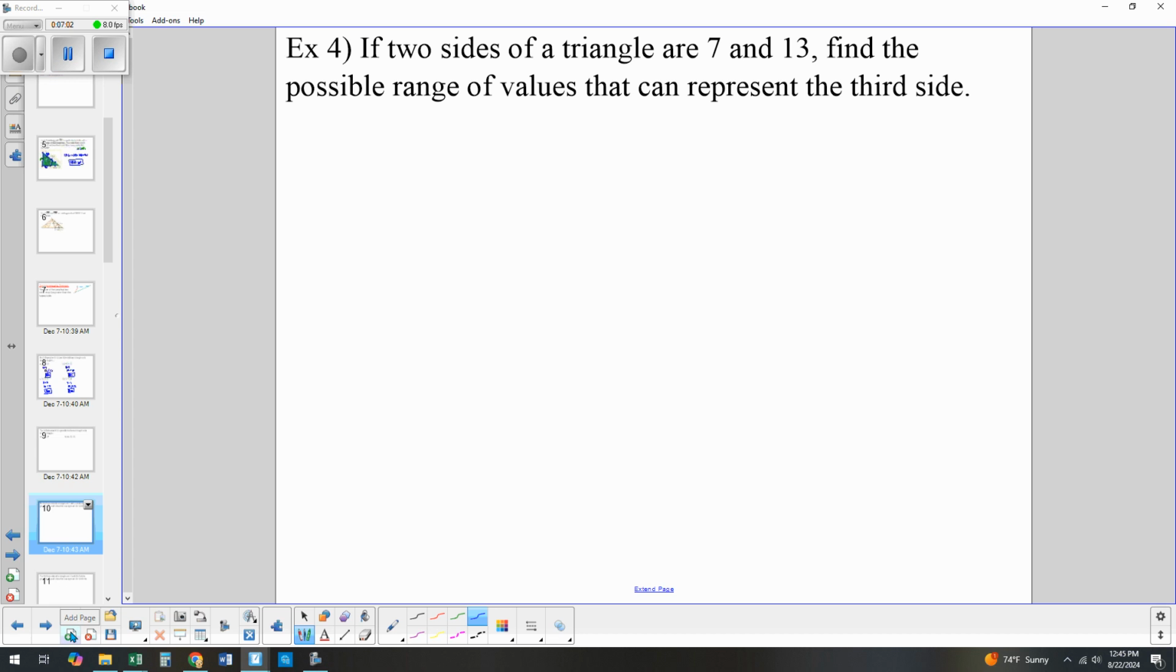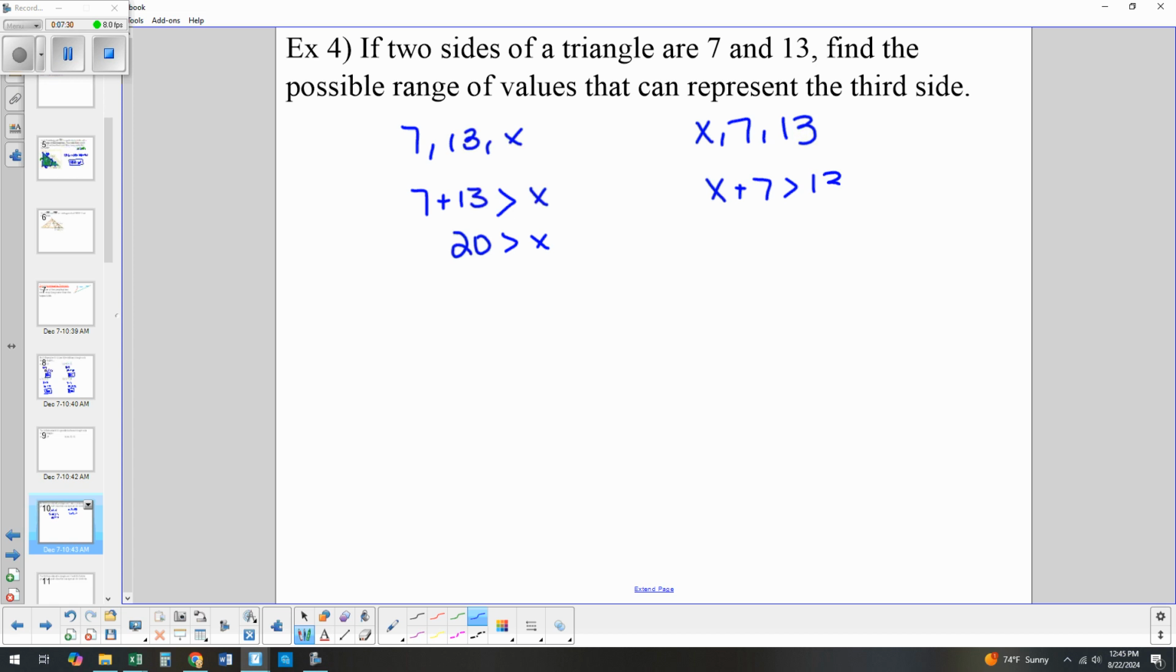For example 4, if two sides of a triangle are 7 and 13, find the possible range of values that can represent the third side. So we have one instance where the missing side is the biggest one. So the numbers would be 7, 13, and x, which means 7 plus 13 has to be greater than x. But there's also the scenario where 13 is the biggest side. So that would have been x plus 7 is greater than 13, and x is greater than 6.